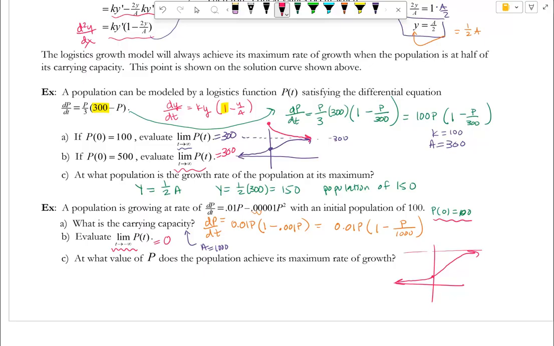And then finally, at what value P does the population attain its maximum rate of growth? So if our capacity is 1,000, which we had to manipulate this to see, this is going to happen when y equals 1/2 of 1,000, which is 500. So when our population is 500.